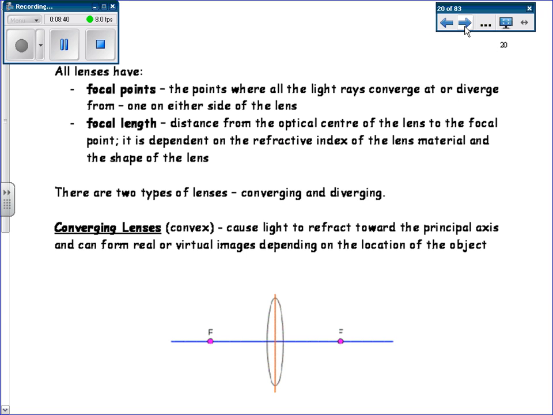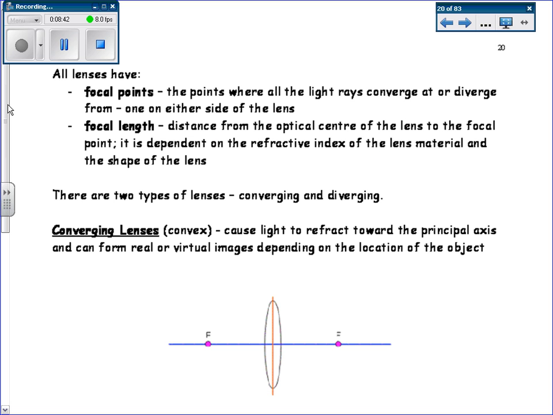The focal length is dependent on the refractive index of the lens material and the shape of the lens. So I have a number of different lenses here. They're all convex, but they all have different focal points, and that's why the images show up when the lens is at different positions. That one I can't get. It's too far away. So this one, the focal length is where the light rays in this particular lens converge. Okay. There are two types of lenses, converging and diverging.